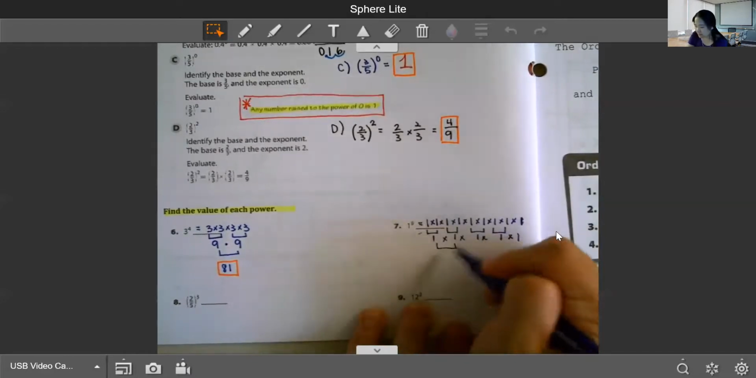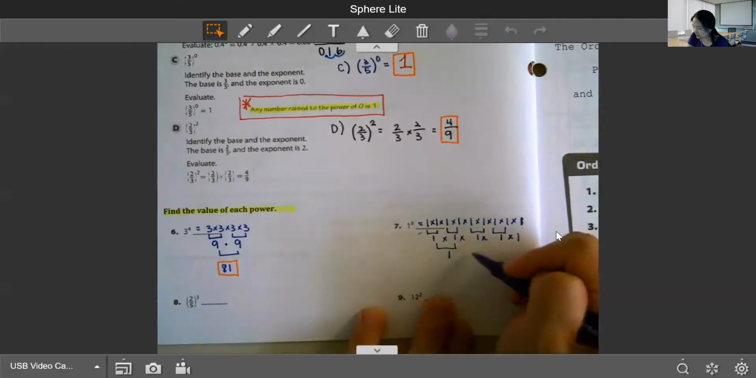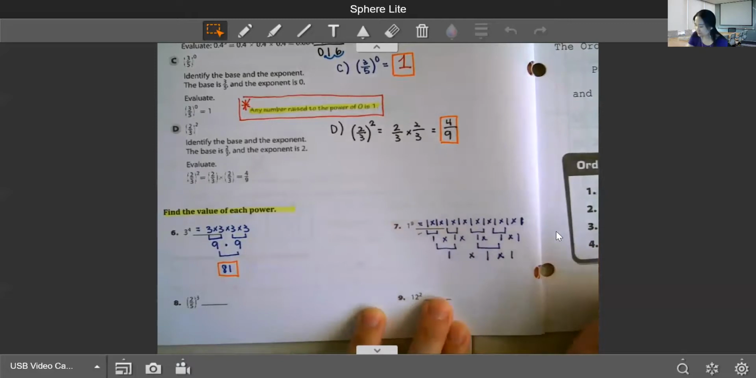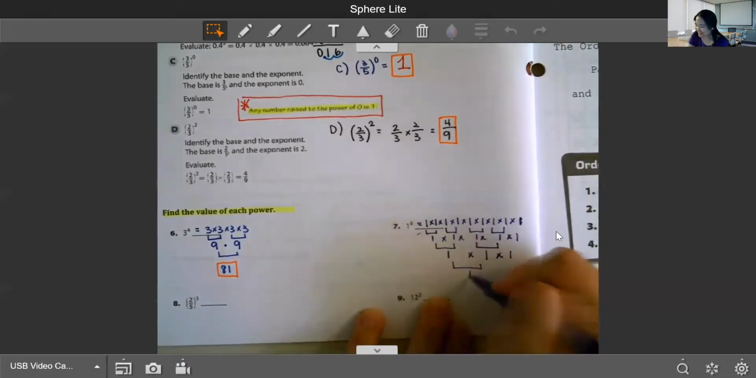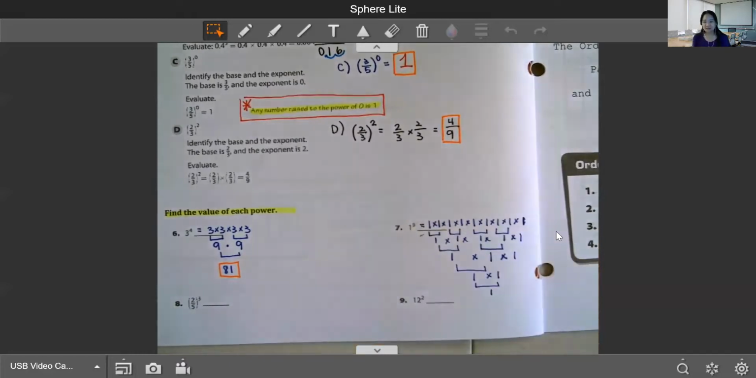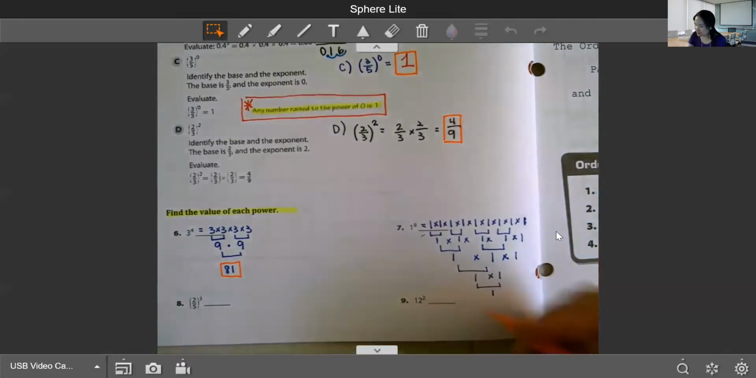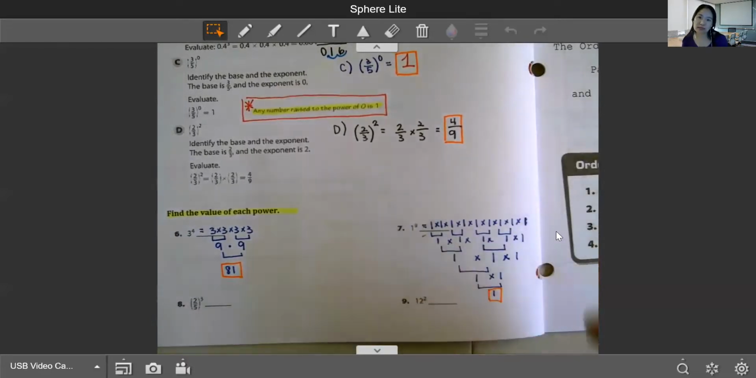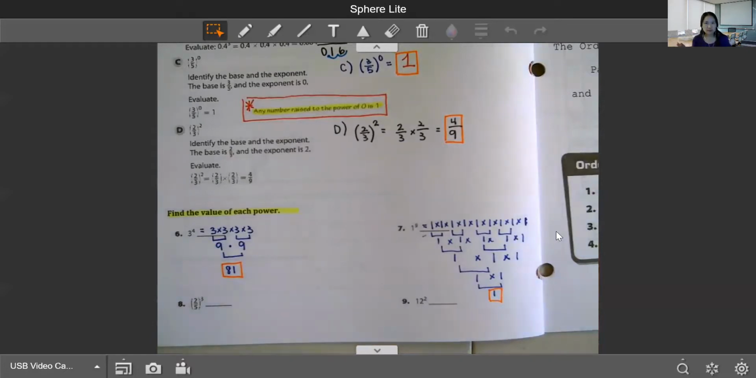Again, 1 times 1 is 1. 1 times 1 is 1. Then I have that leftover 1. 1 times 1 is 1. So the answer is 1. I didn't really even have to show that work, because the point I want to make is that a lot of students think 1 to the 9th power is 9, because they associate it with 1 times 9 is 9. But really, no matter how many times you're multiplying the base 1, you'll always get just 1.